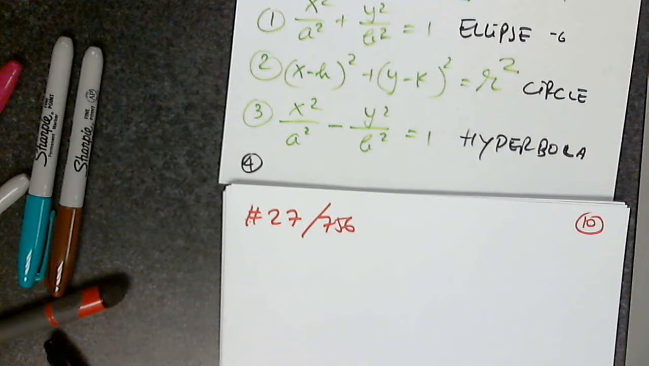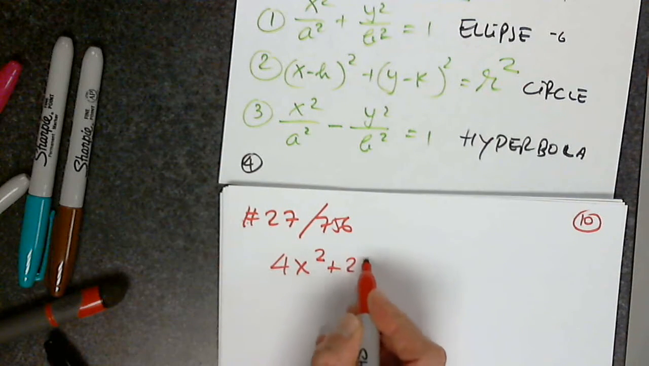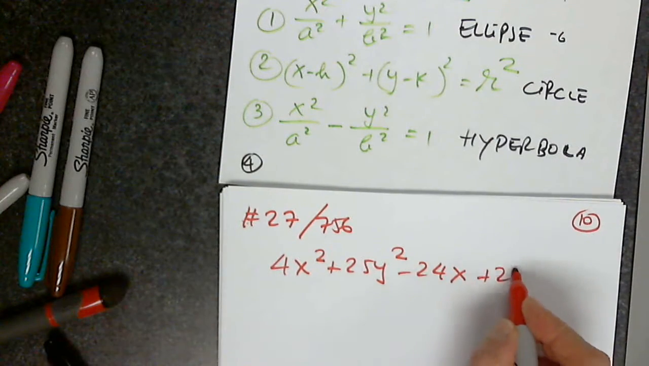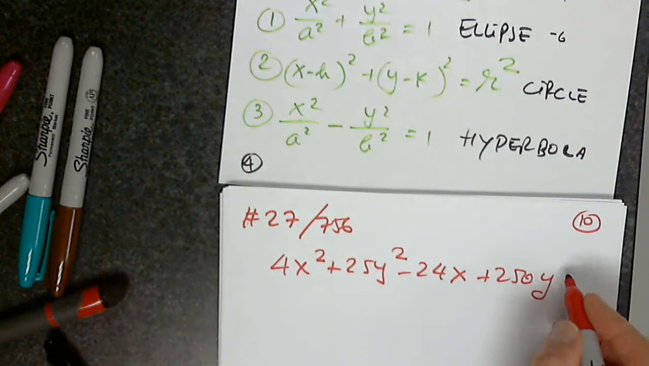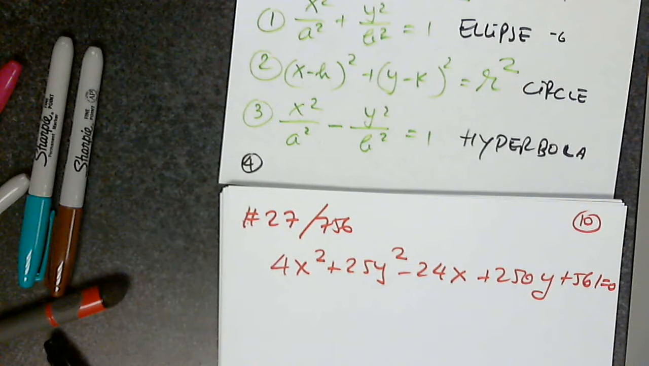Regretfully, they did not put the circle in here, but I can make one up in a minute. Okay, so in 27 we are given an equation: 4x squared plus 25y squared minus 24x plus 250y plus 561 equals 0. Like we did with the circle last time, we were given an equation kind of impossible to even look at, and we were asked, is this a circle?